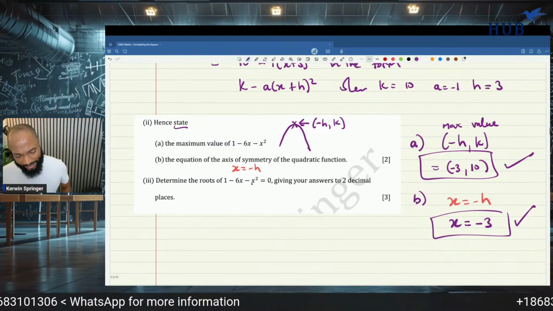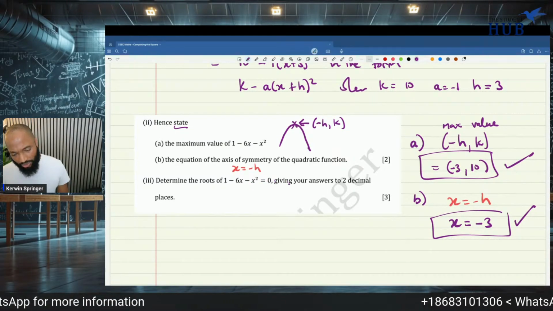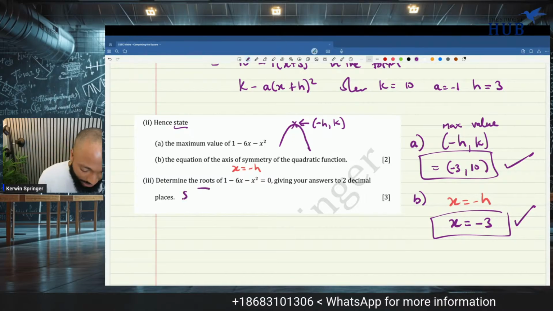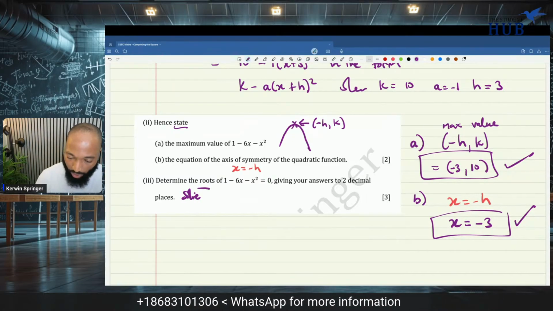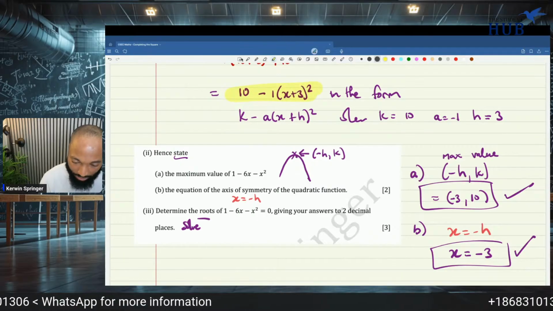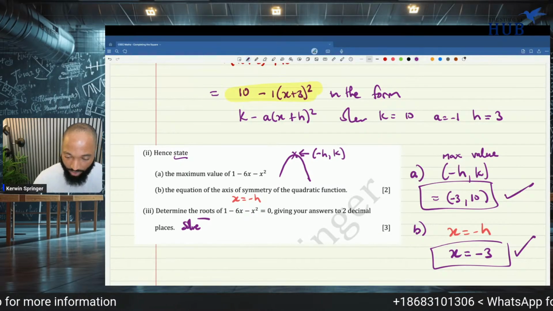So 1 minus 6x minus x squared is equal to 0. Give your answer to 2 decimal places. So this is the roots. This is the solve stuff that we did just now. We want to pick up with this and quickly solve it now. This seems like something that might solve really nicely, right?